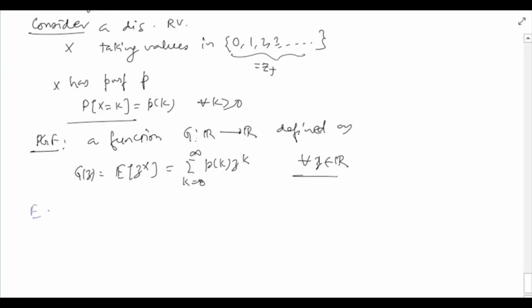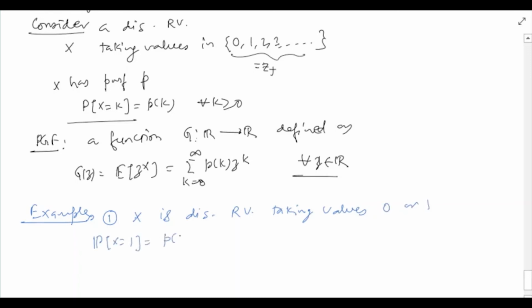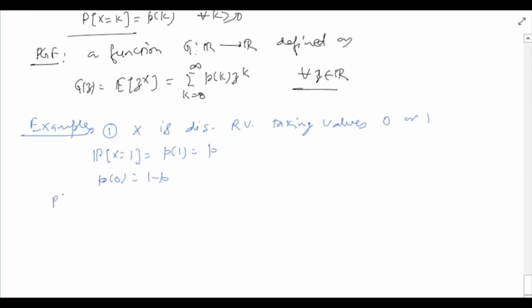Let's see a couple of examples. First example is, suppose x is a discrete random variable and it takes values 0 or 1. Moreover, the probability of x equal to 1, that is p1, is say p. Clearly p0 in this case will be 1 minus p. Then the PGF of x, g, is given by the expression 1 − p + pz. This is for all z in R.